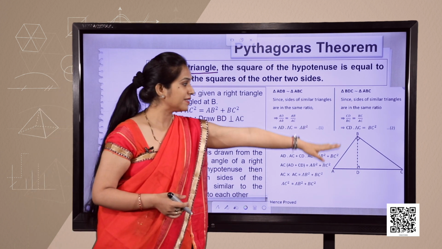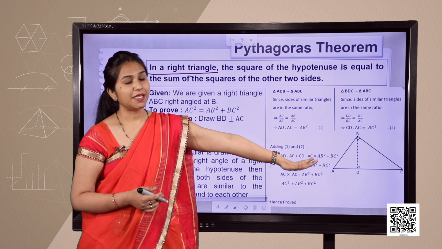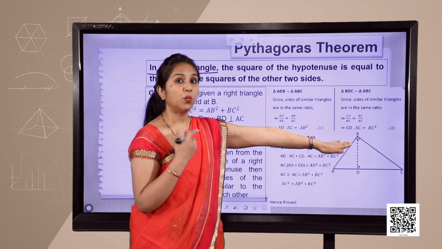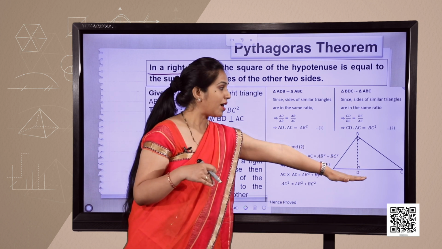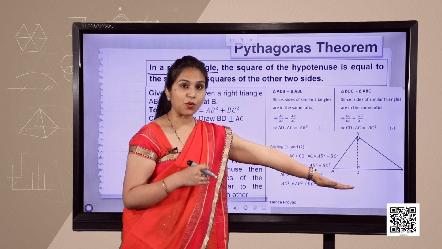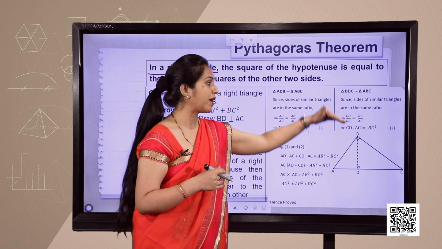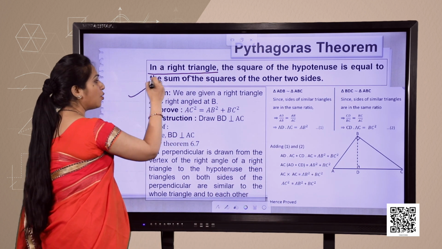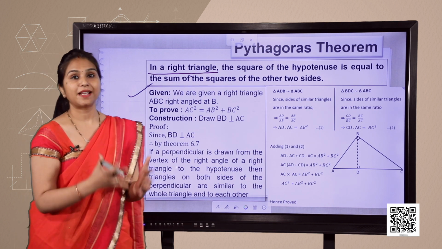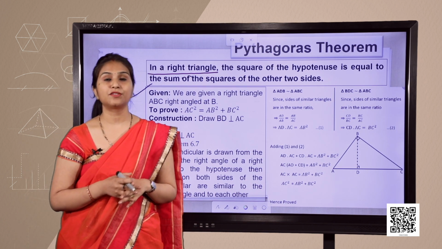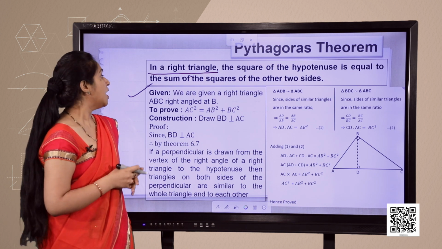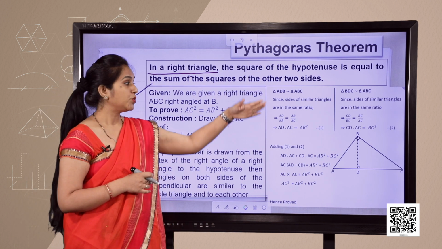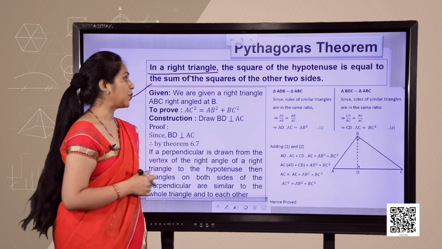So, this triangle is given to you, triangle ABC, and this is a right angle triangle, right angled at point B. What we have to show is that the square of the hypotenuse, that is AC square, is equal to AB square plus BC square. As you know, we will always start with the given things. Write down ABC is a right angle triangle, right angled at B. What we have to prove? We have to show AC square is equal to AB square plus BC square.